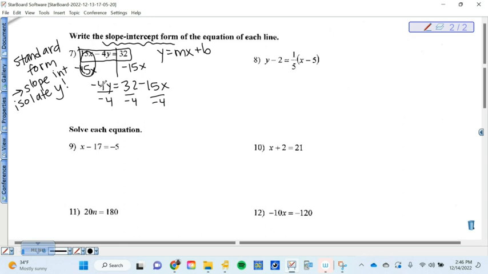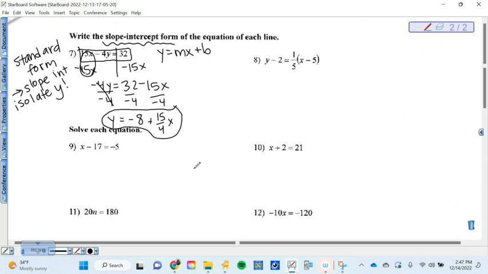What happens to my -4s here? Canceled. So I've got y equals, that's good because that's what I need. I need y isolated. And then what's 32 divided by -4? And then 15 over 4 doesn't simplify. But when I have a -15 over a -4, what happens? Yeah, it's just a positive, so plus 15 over 4x. And is that slope-intercept form? Yes, it is. And that's it.